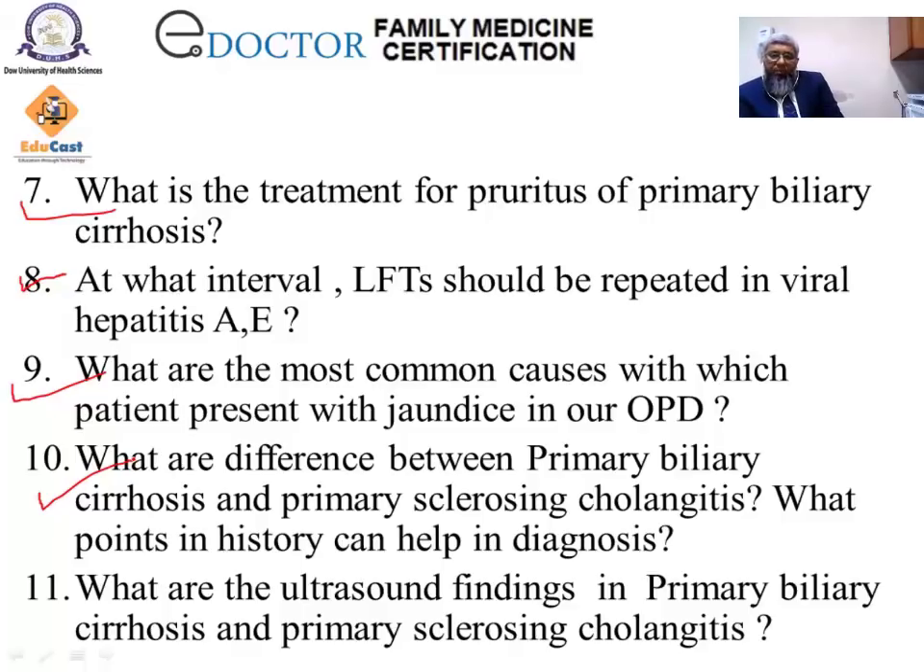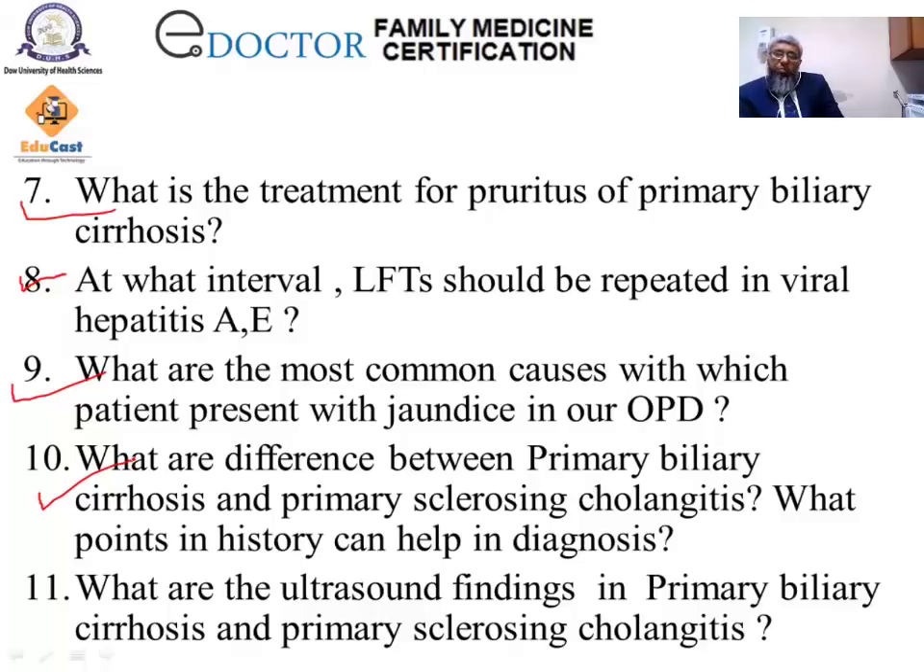So in PBC, in your ANA profile, you get specific antibodies that are positive. For PSC, ASMA is positive, and for PBC, primary biliary cholangitis, AMA is positive. So AMA is positive in PBC, and ASMA, anti-smooth muscle antibody, is positive in primary sclerosing cholangitis. So this is the marker that can differentiate between the two.